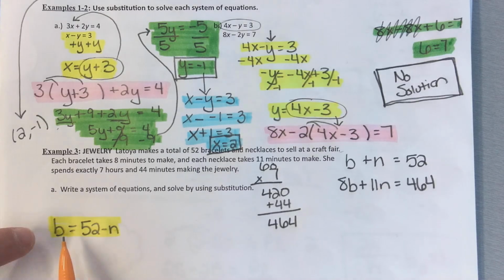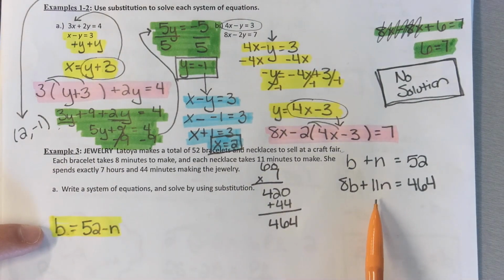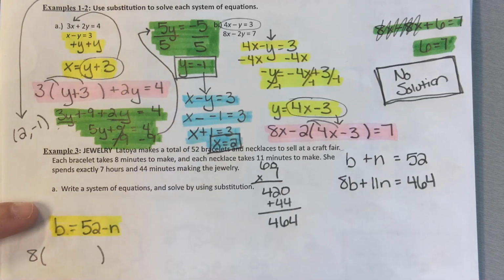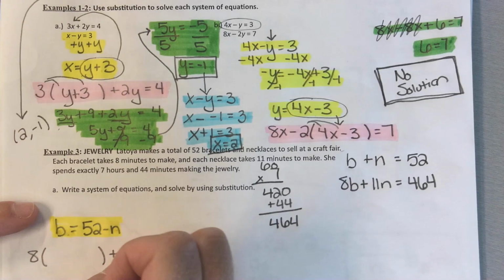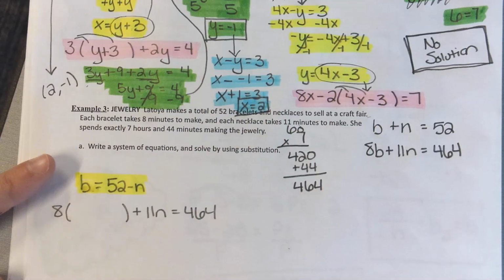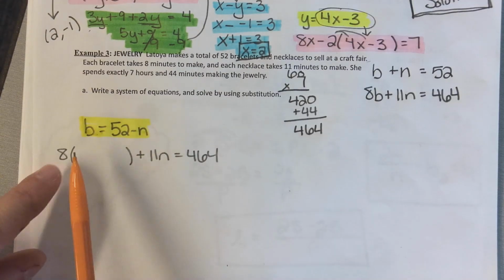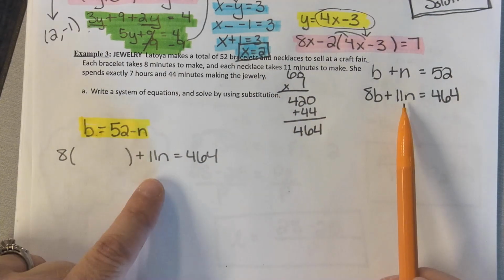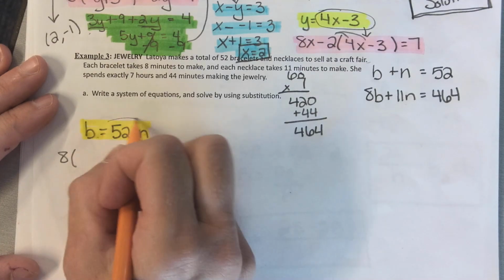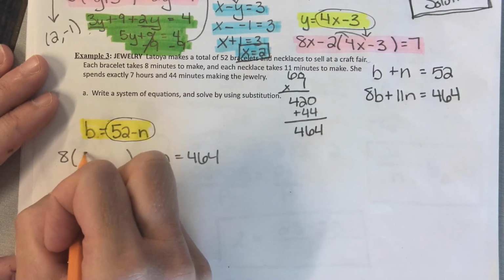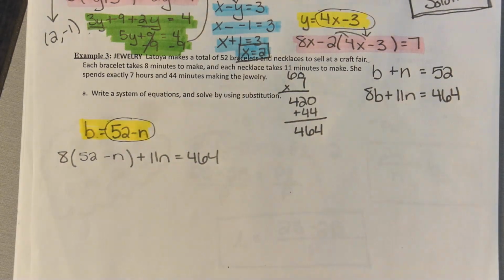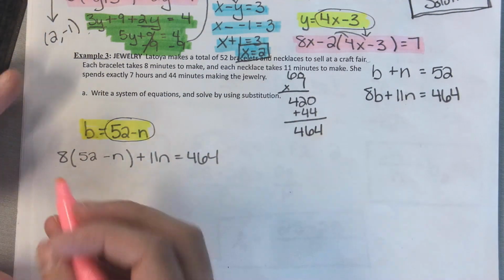All right, now we have to take this equation and plug it into the other one. Do you see how it said 8b? In place of the b, I'm going to put a parenthesis, plus 11n equals 464. So here is my 8b plus 11n equals 464. I'm going to sub in. So this is the sub step. In place of where B was, I'm going to sub in my 52 minus N.